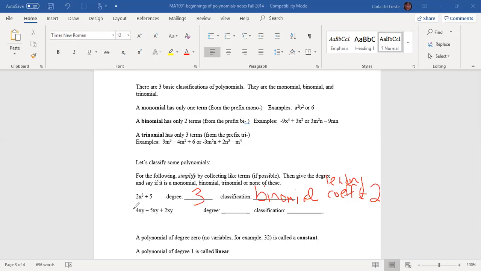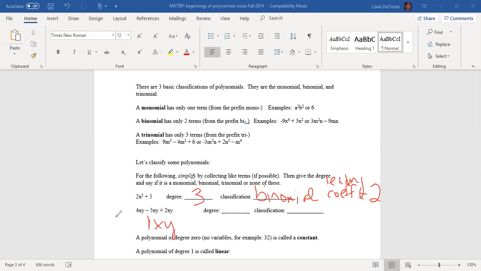Now, the second example is tricky because I have 4xy minus 5xy plus 2xy. Those are all like terms. I'm going to have to combine them first because I can't classify a polynomial if it's not simplified. So I have to combine all of these coefficients. 4 take away 5 is negative 1, and then negative 1 plus 2 is just 1xy, is what this all boils down to.